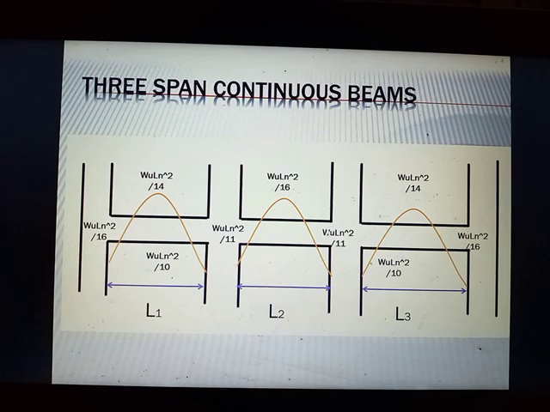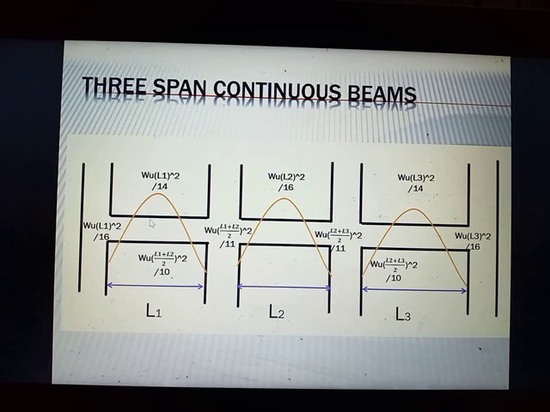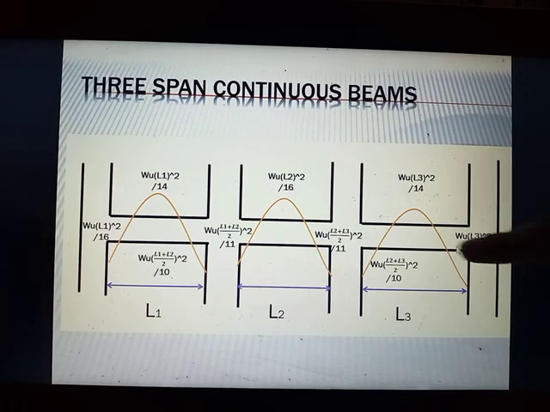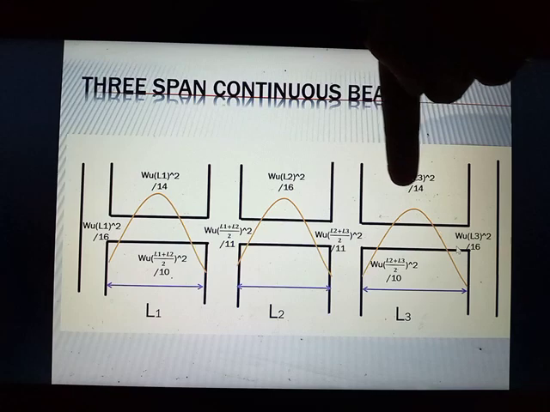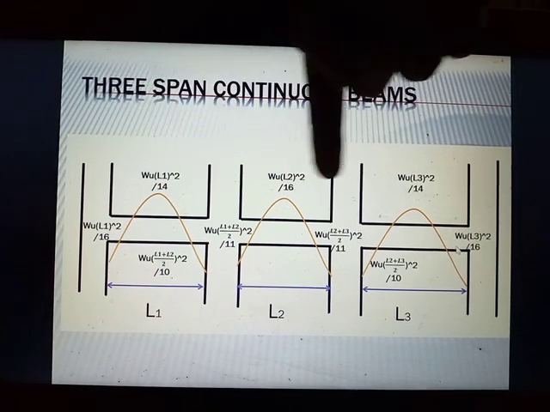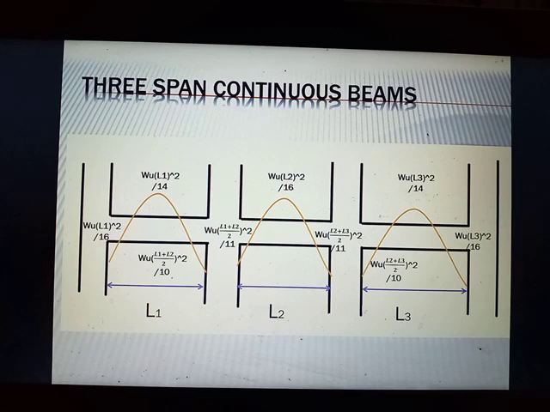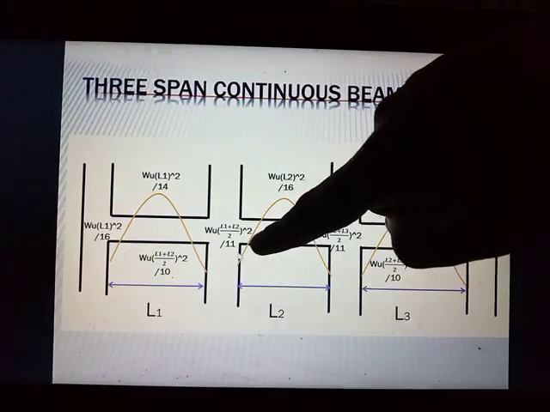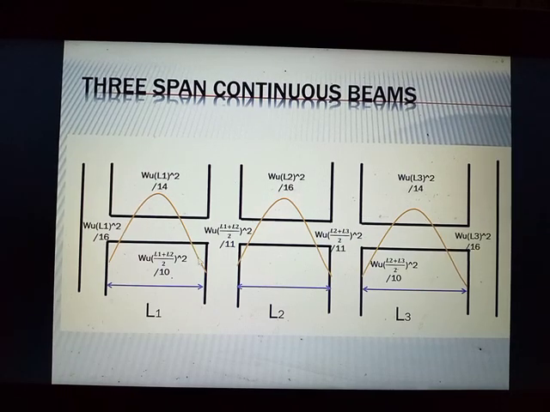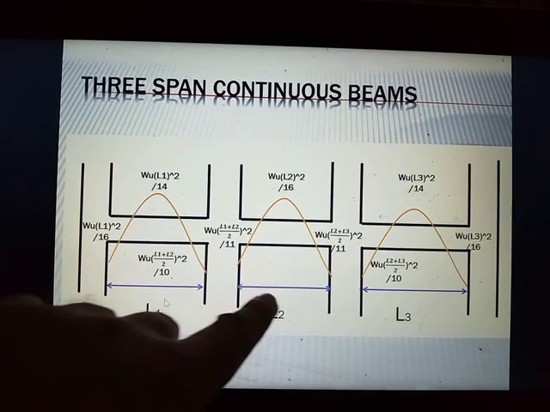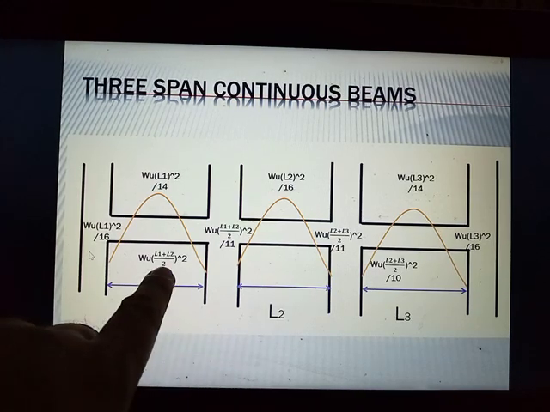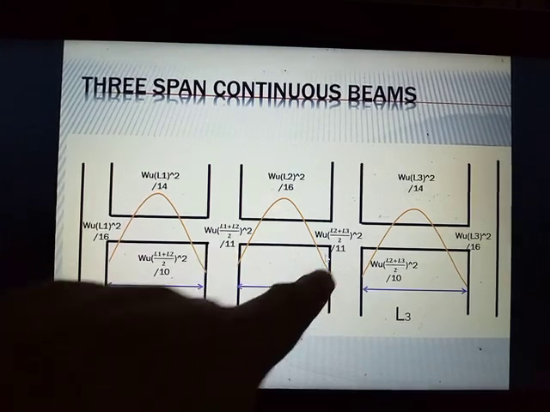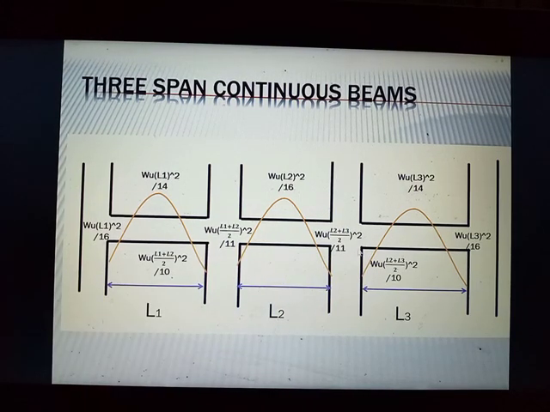And since we all know that for exterior negative moments like this 2, and for all the positive moments like this and this 3, we use directly the length of the span. But for the interior negative moments, just like this 1, 2, 3, and 4, we average the two adjacent lengths. That's why L1 plus L2 over 2, and then for this side L2 plus L3 over 2.